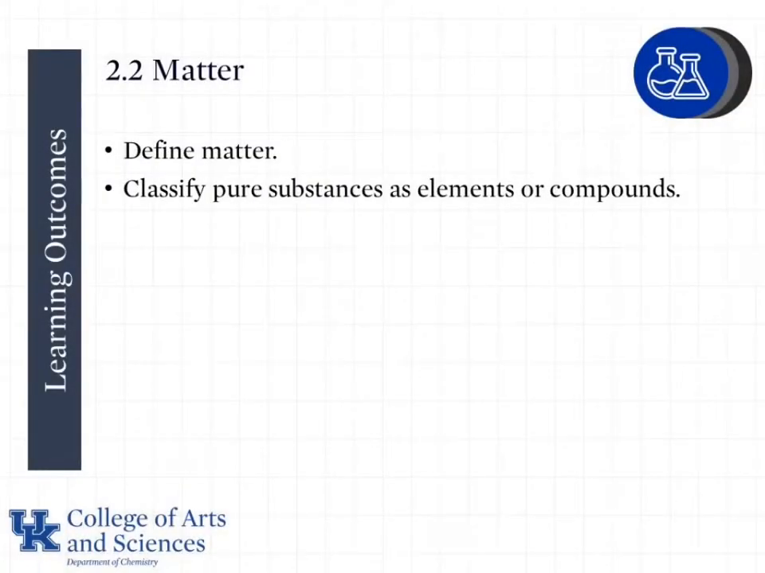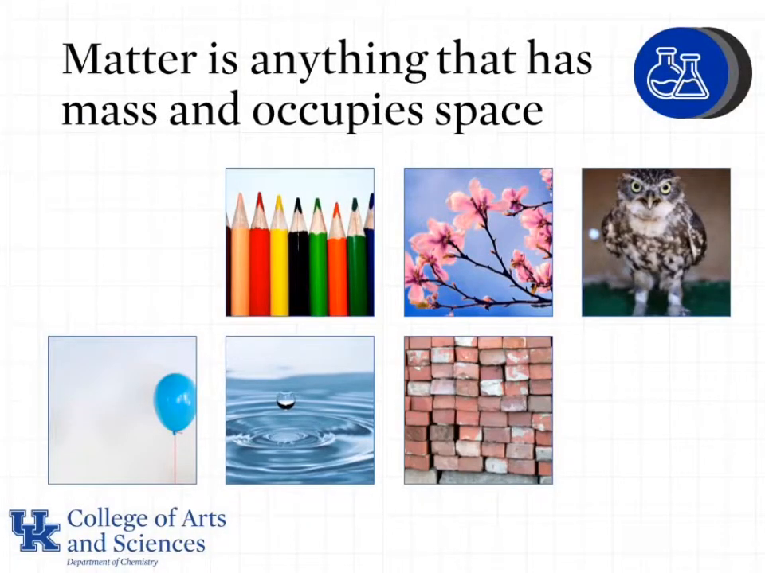In this lesson, we're going to define matter and also learn how to classify pure substances as either elements or compounds. Matter is anything that has mass and occupies space. So essentially, everything around us, even the smallest atom, is considered matter because it does have mass, even though it's a very small mass, but it has mass and it occupies some space.